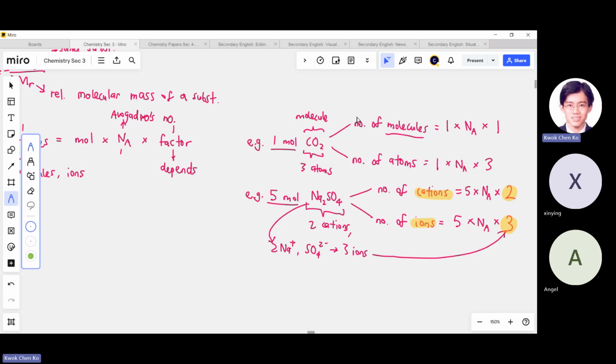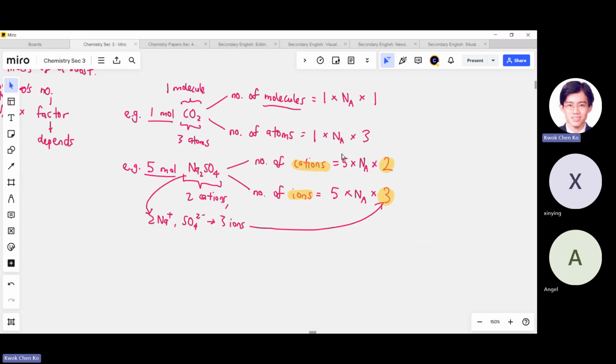Almost, it depends on the substance. Since you asked about atoms, let's go further a bit. Suddenly the question asks you for the number of atoms. It's still 5 more, right? So how many atoms are there? 4, 5, 6, 7. 7, carefully: 1, 2, 3 plus 4, 7. So that's why it's 7 now.